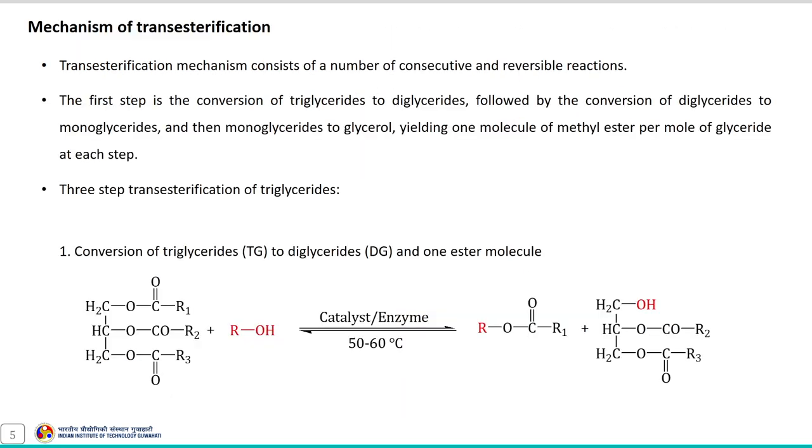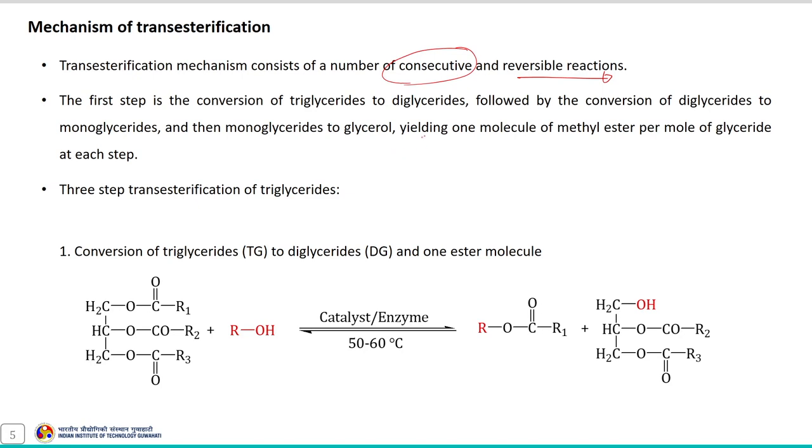The mechanism of the transesterification reaction, as we can see here, consists of a number of consecutive and reversible reactions. The first step is the conversion of triglyceride to diglyceride, followed by the conversion of diglyceride to monoglyceride, and then monoglyceride converts into glycerol. During these conversion steps, it yields one molecule of ester per mole of glyceride at each step. This mechanism is a three-step process in which, as we discussed earlier, the triglyceride converts to diglyceride and releases one ester molecule.